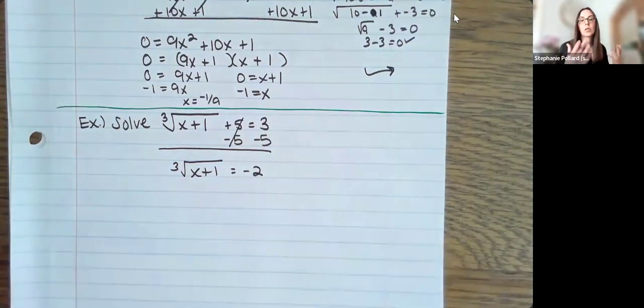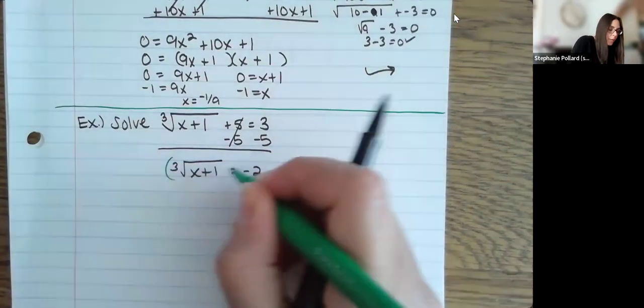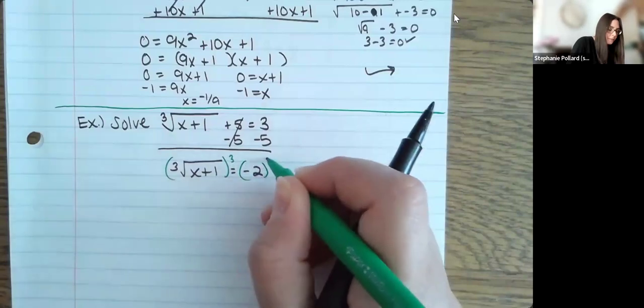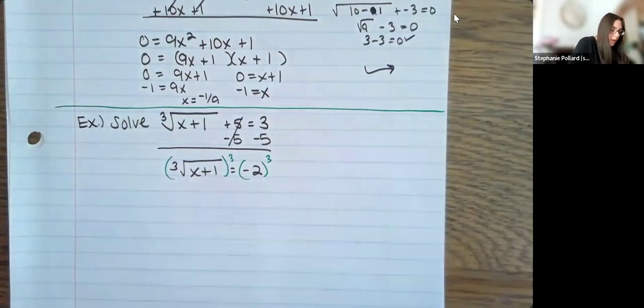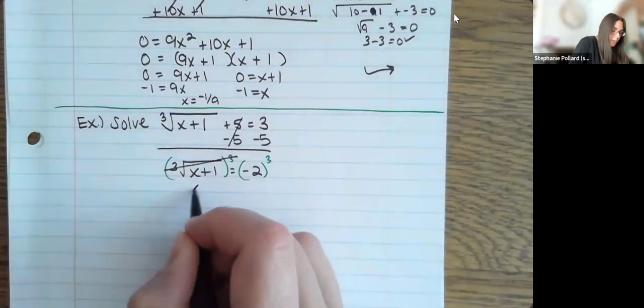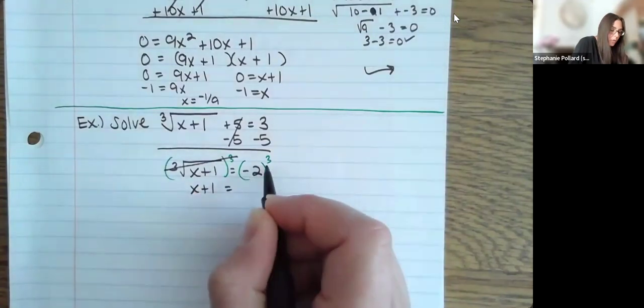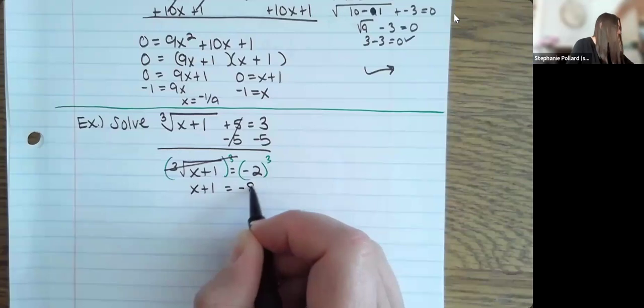Now, again, notice that our cube root, here, is already isolated, meaning it's by itself on one side of the equation. So because it's a cube root, I'm going to cube this time. That will cancel this piece out. I'm left with x plus 1, and negative 2 cubed would be negative 8.